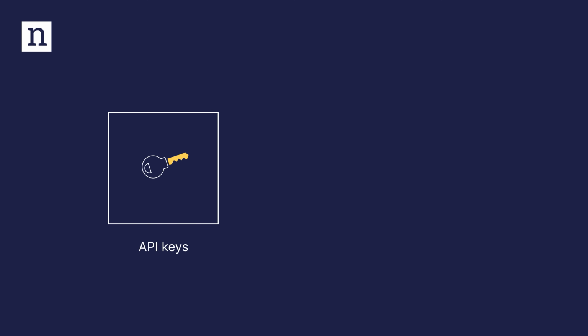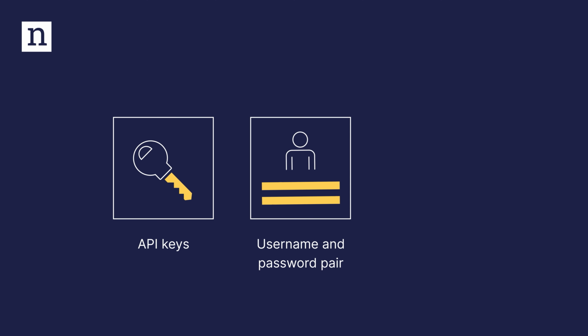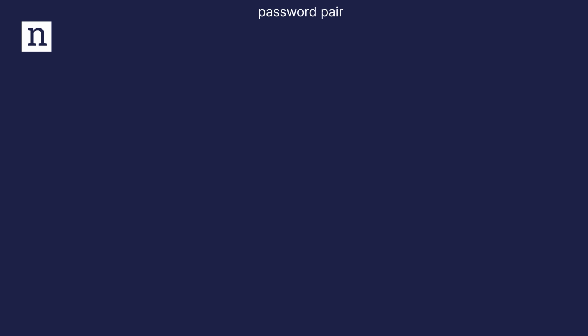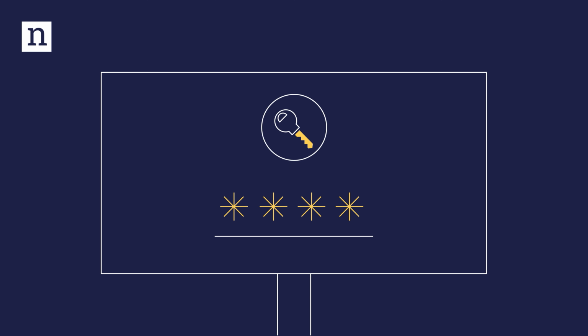API authentication works through the presentation of a credential and/or supporting data points, followed by its acceptance or rejection. The credential can be an API key, a username and password pair, or a digital token. An API key is a unique numeric identification code that authenticates an API user. It's the basic element of API authentication.